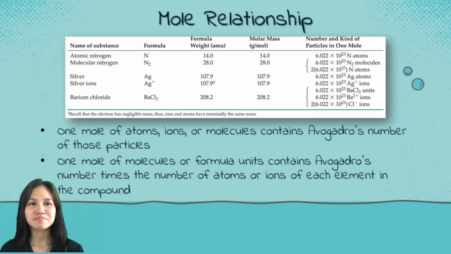Mole relationship. 1 mole of atoms, ions, or molecules contains Avogadro's number of those particles. 1 mole of molecules or formula units contains Avogadro's number times the number of atoms or ions of each element in the compound.